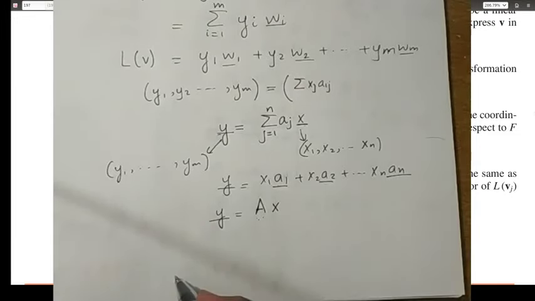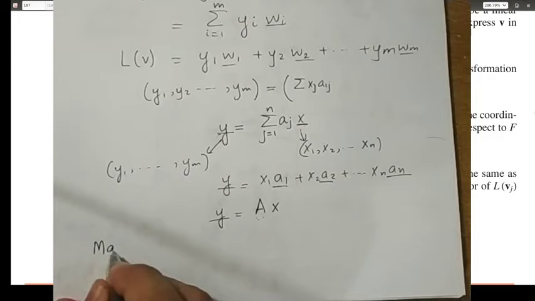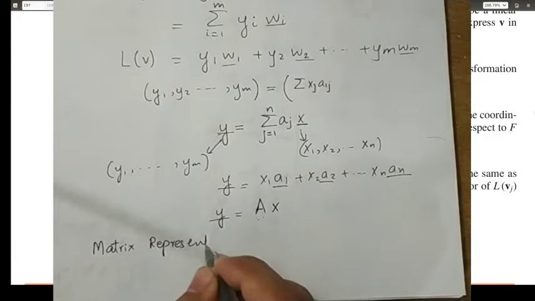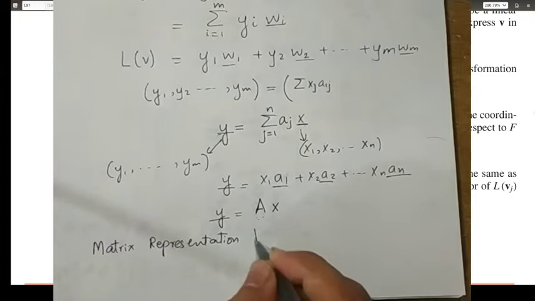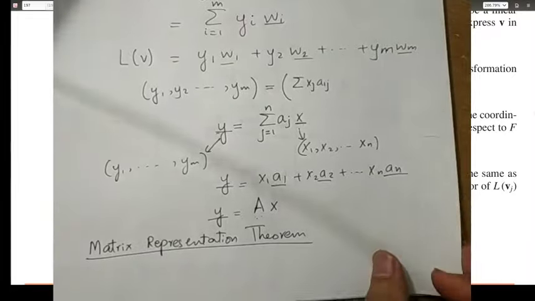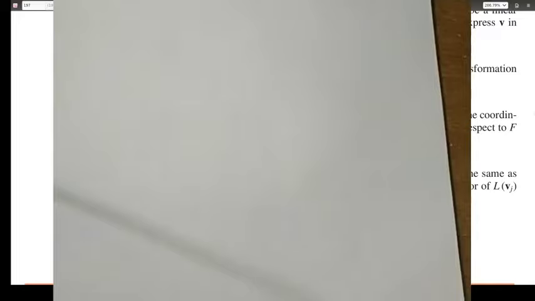This is called the matrix representation theorem. So let me restate the theorem. Or rather, we can just look it up in the book. So the theorem is as follows.